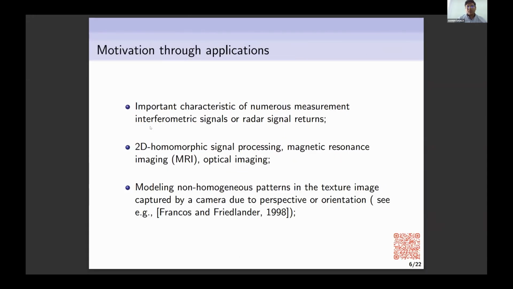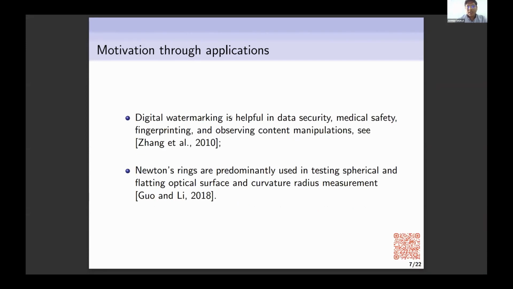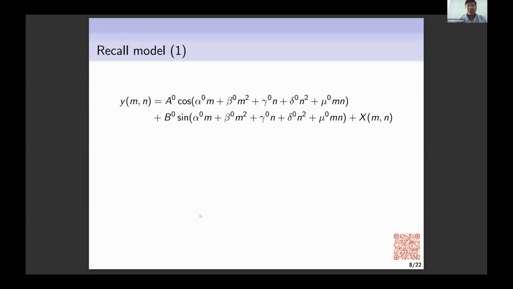Furthermore, some applications: these two-dimensional chirp models have an important characteristic of interferometric signals or the radar returns. They are used in 2D homomorphic signal processing, magnetic resonance imaging, optical imaging, and modeling of non-homogeneous texture patterns, digital watermarking, which can further be used in data security. Then Newton's rings are used in testing spherical and flattening optical surfaces and curvature radius measurement.